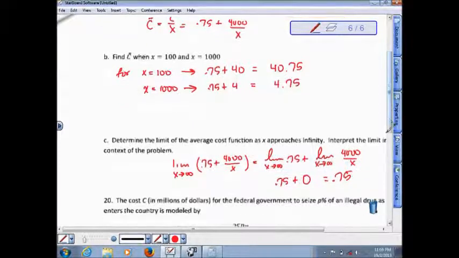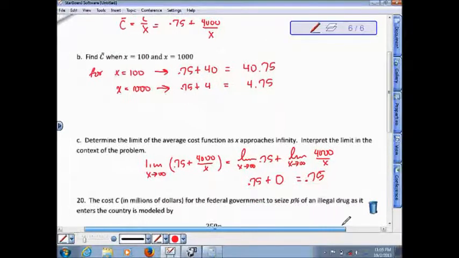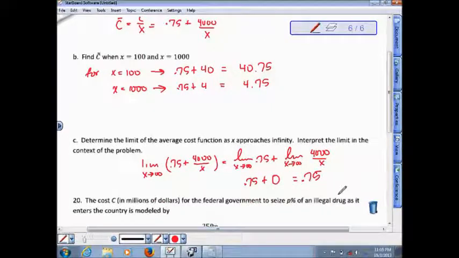0.75. Now, the question asks you to interpret this in the context of the problem. They're obviously not going to be able to produce an infinite number of these, but they're not going to be able to produce enough to get an average cost lower than 75 cents. 75 cents is the limit of how low their average cost can go. That's how you would interpret that.